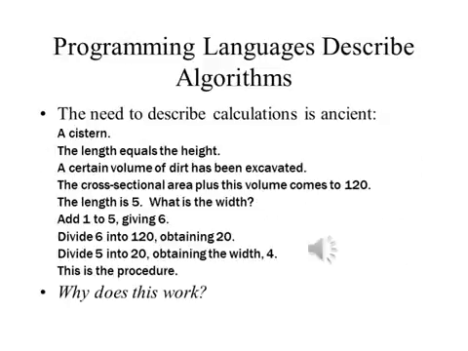We have to understand that the need to describe calculations is ancient. This page shows an algorithm that is a description of how to calculate the width that appeared in cuneiform writing as adapted by Donald Knuth. We have the volume and the cross-section, but we can work backwards to find the width. But why does this work?